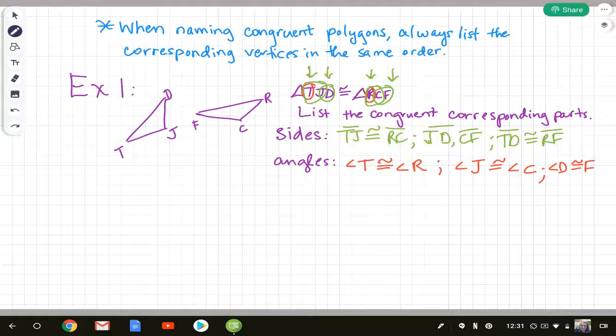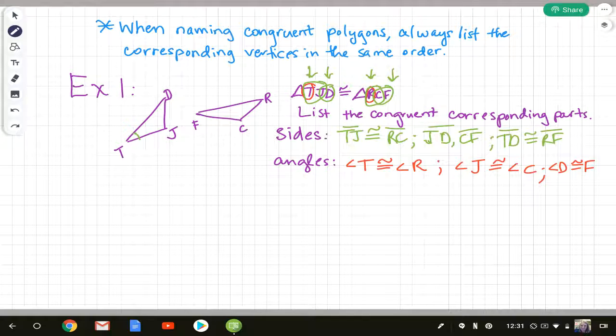So if you reverse the order of the letters in the sides, that's okay as long as you do it in both TJ and RC. I could write JT is congruent to CR, but I have to make sure I reverse both of them. So I'm looking at the order that it was written down in, so I can choose how to find my pairs of corresponding parts.